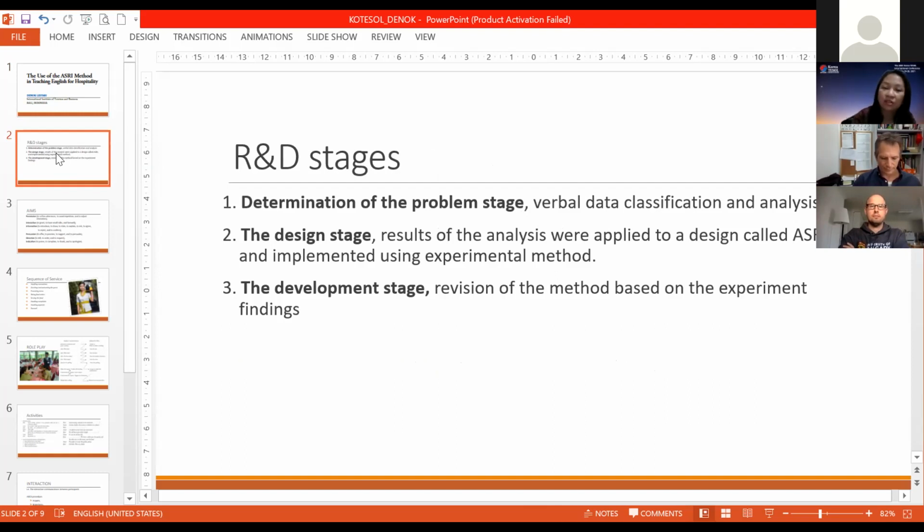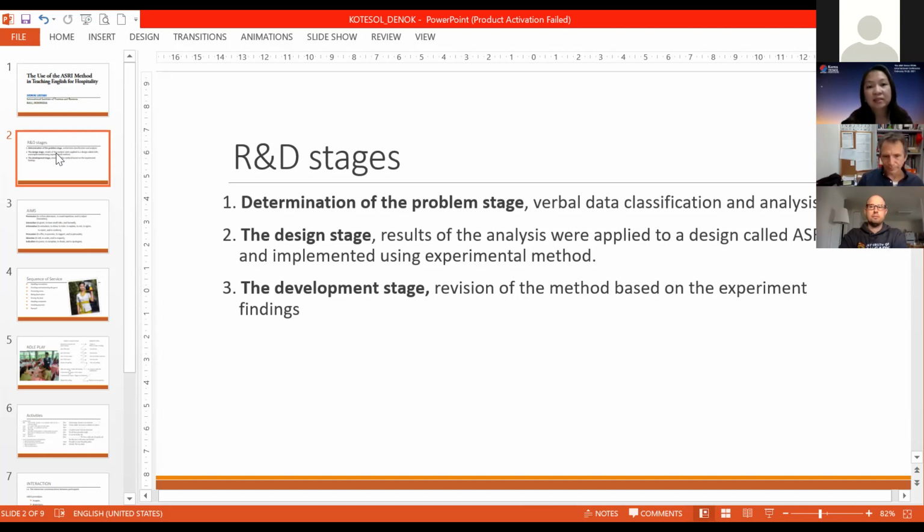The first one is an R&D method. This is research and development with a mixed method, and there are 3 stages. The first one is the determination of the problem stage. In my research, I went to restaurants and took down some expressions that the waiters use when they serve the guests. And then I classify the data and do the analysis.